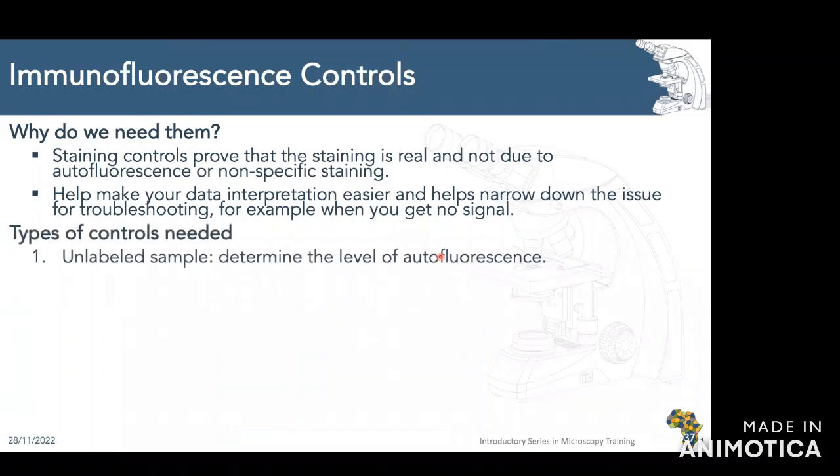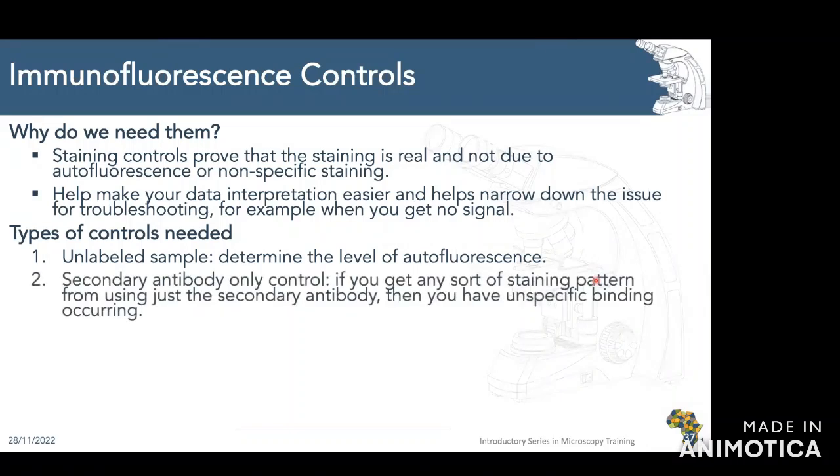The types of controls I would recommend start with an unlabeled sample. Especially with tissue, you're going to get a large level of autofluorescence, especially if you use something like formalin or paraformaldehyde. So you want to determine that background fluorescence and take it into account. If you're going for a primary-secondary approach, you would have a secondary antibody only control. If your secondary antibody brings any sort of staining, you know you've got non-specific binding occurring, and you need to take that into account, like including Tween in your blocking buffer and in your wash steps to try and get rid of some of that non-specific binding.